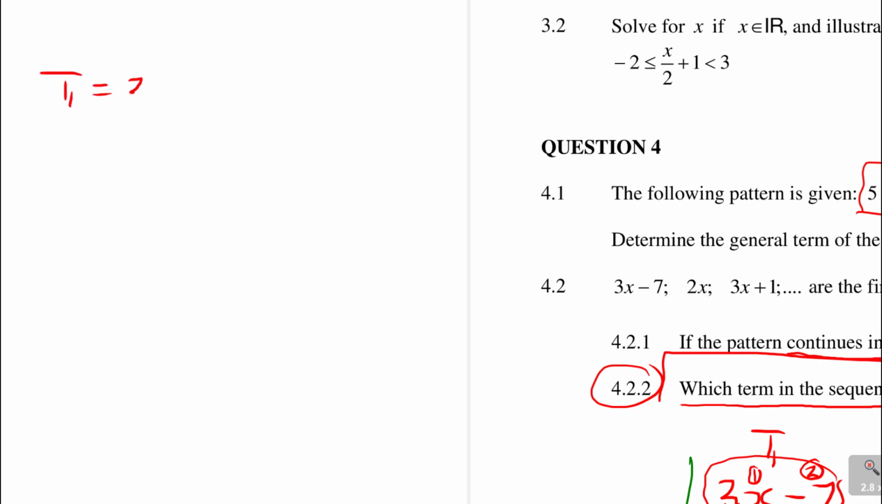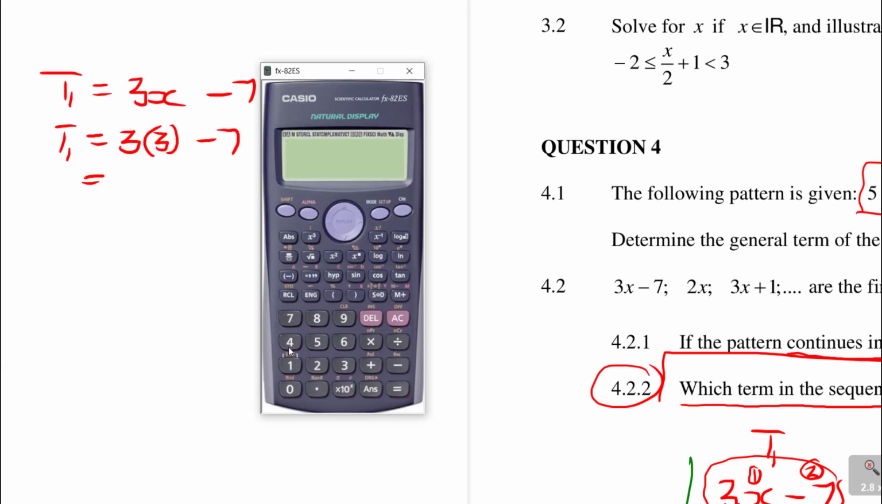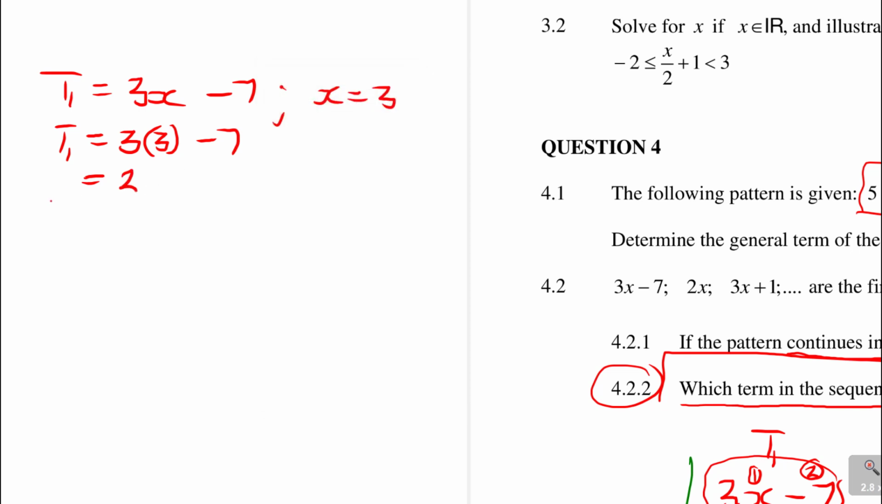Is equal to 3x minus 7. But we know x, remember, x is equal to what? 3. So we can find now term 1. Term 1 is equal to 3 bracket 3 minus 7, which is equal to what? You can use a calculator to get it quicker, or you can use 3 minus 7. It gives what? It gives me a 2. I think that's the first term.